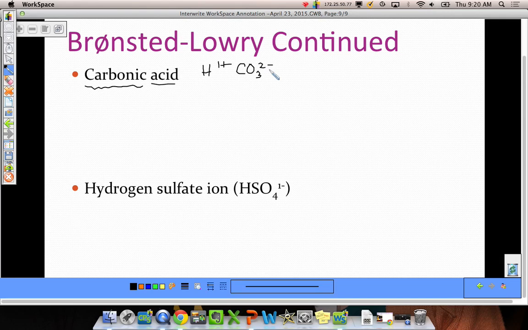So we have a base here, which means it's going to accept a proton, which is why the water is an acid in this one. It's giving it up, which is why that's now H2SO4, sulfuric acid. That, to get back the way it was, has to go over there.